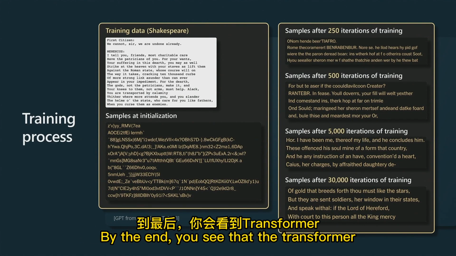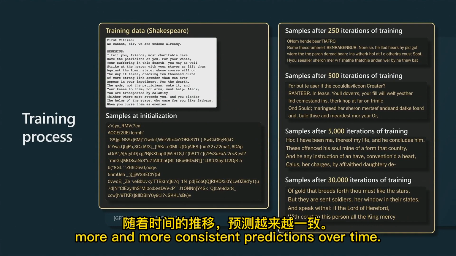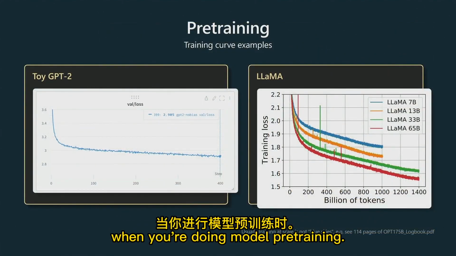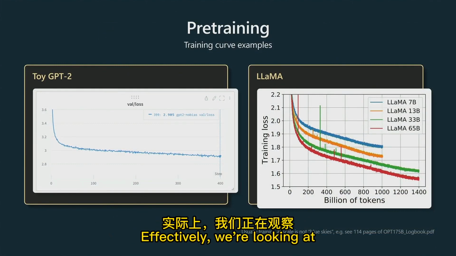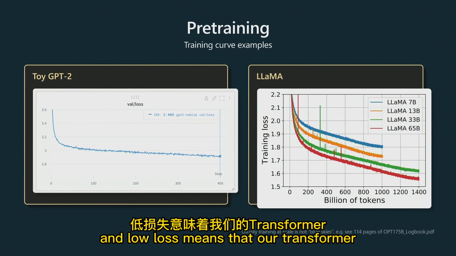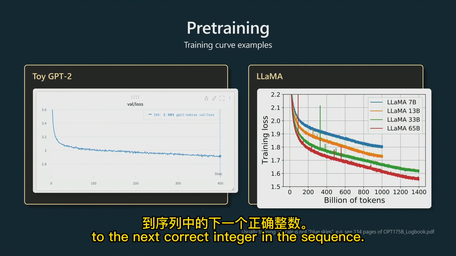By the end, you see that the transformer has learned about words and where to put spaces and where to put commas and so on. So we're making more and more consistent predictions over time. These are the kinds of plots that you're looking at when you're doing model pre-training. Effectively, we're looking at the loss function over time as you train, and low loss means that our transformer is giving a higher probability to the correct next integer in a sequence.